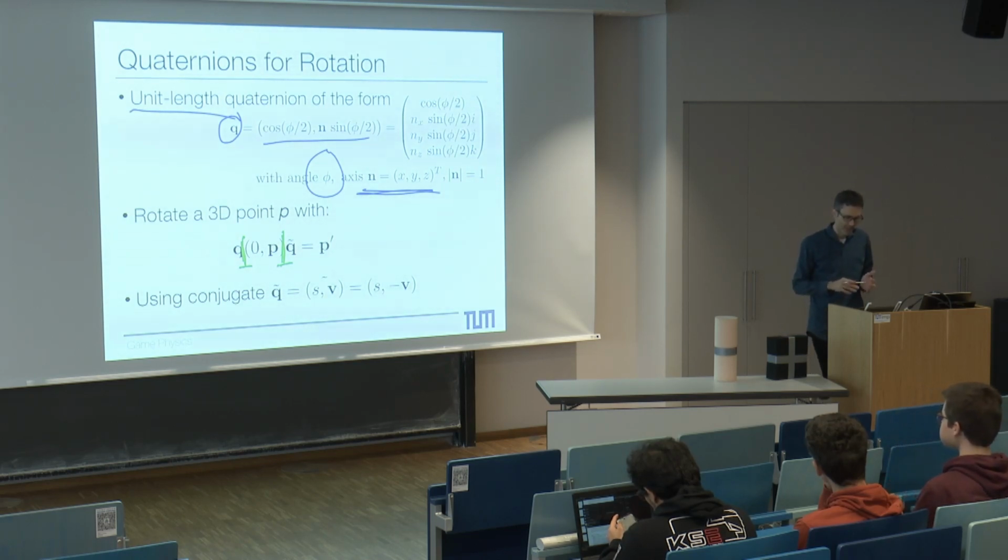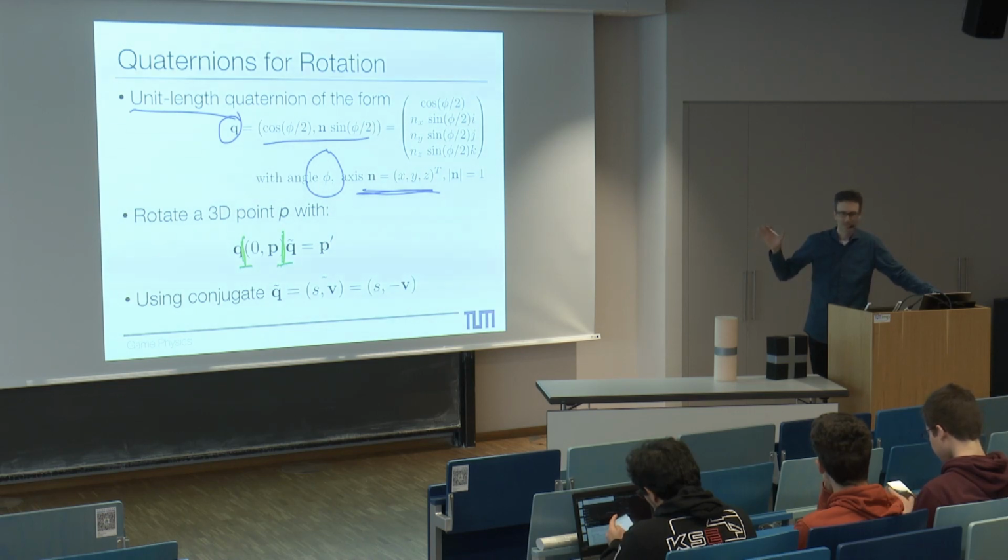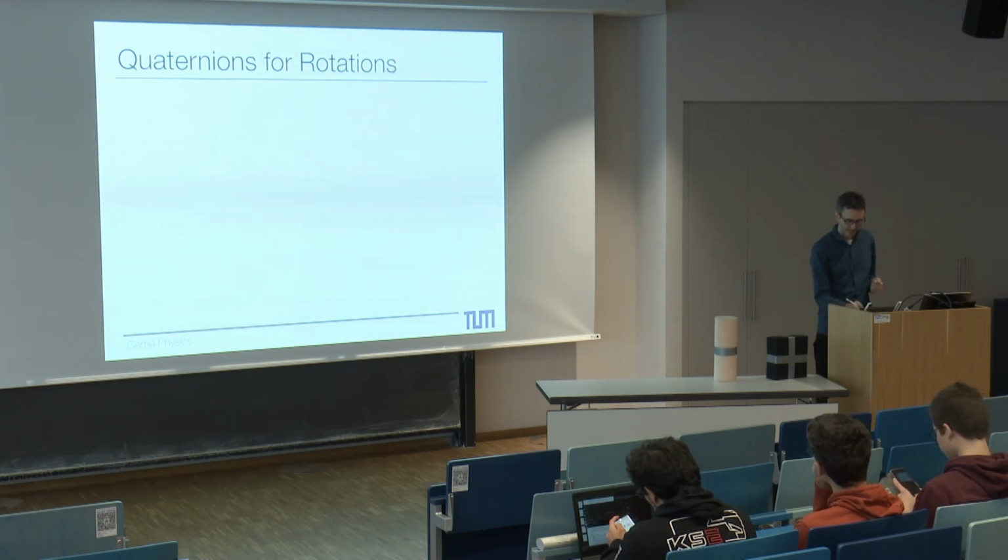So quite a few steps are involved here. It looks fairly simple on paper. We're just multiplying three quaternions here. And this now gives us a rotated point P dash, again in the imaginary part of the resulting quaternion. I know it's a bit abstract, but the nice thing about this is that you can actually work with them very nicely.